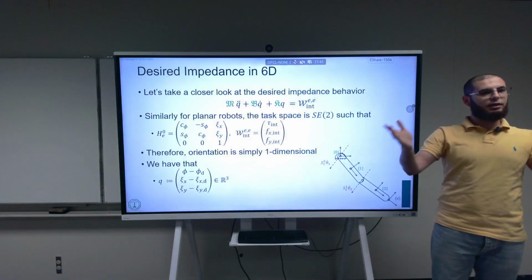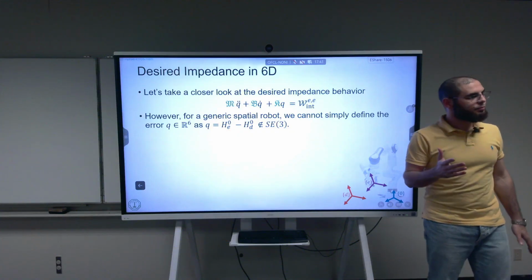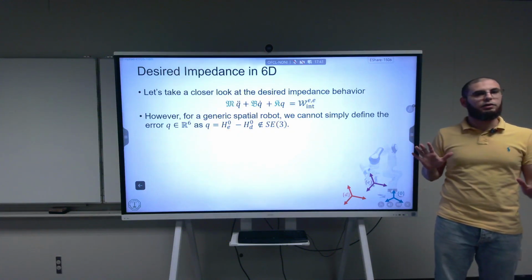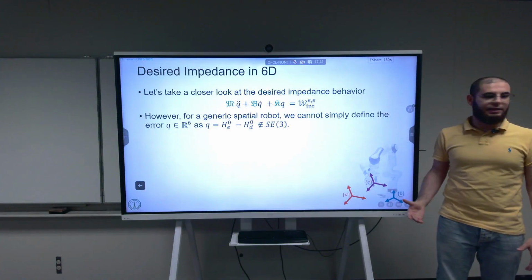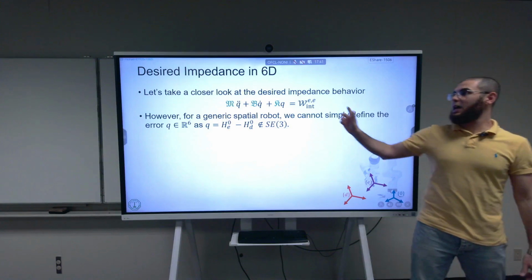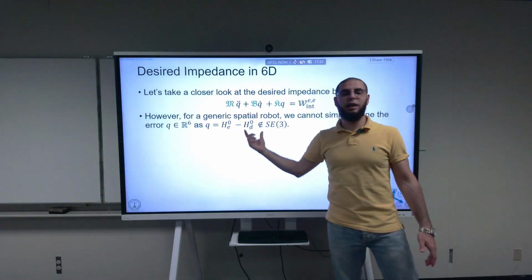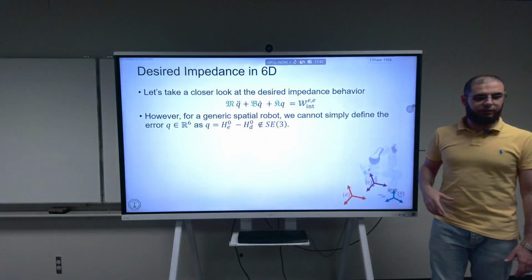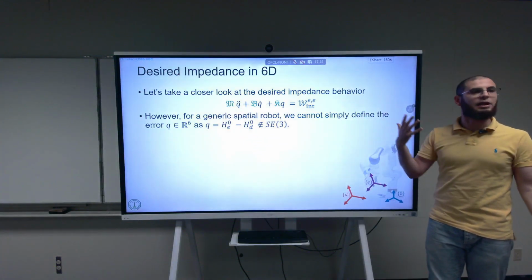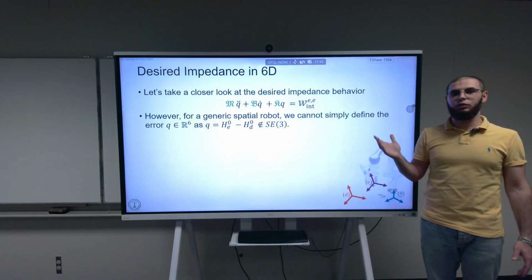And as you said, in general, of course not. So for a generic robot arm, we have to be very careful. How do we define this error between the desired and the end effector frame? So for this desired impedance, this Q, I cannot simply say it's H minus H. It's not H of the end effector minus H of the desired frame. Of course, SE3 does not have vector space structure, so I cannot do this minus sign.